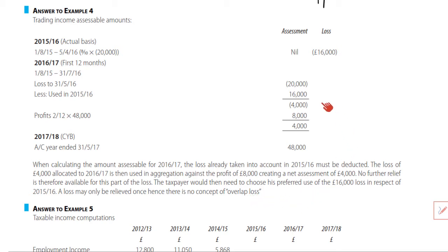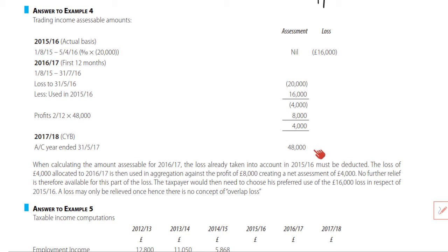What we've also identified, of course, here is that we've got some overlap profits. That we've got £8,000 of the year ended May 17 profit used in establishing the assessment for 1617, and all of the 48,000 assessed in 1718 there. So we've got overlap profits of £8,000.